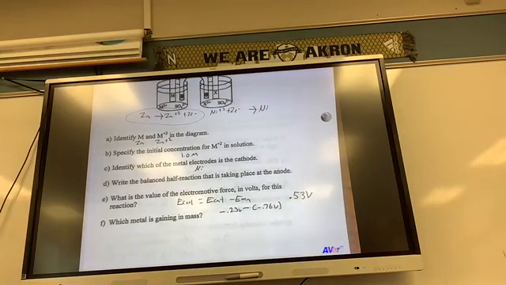Which metal's gaining in mass? Gaining in mass? Nickel. Nickel.